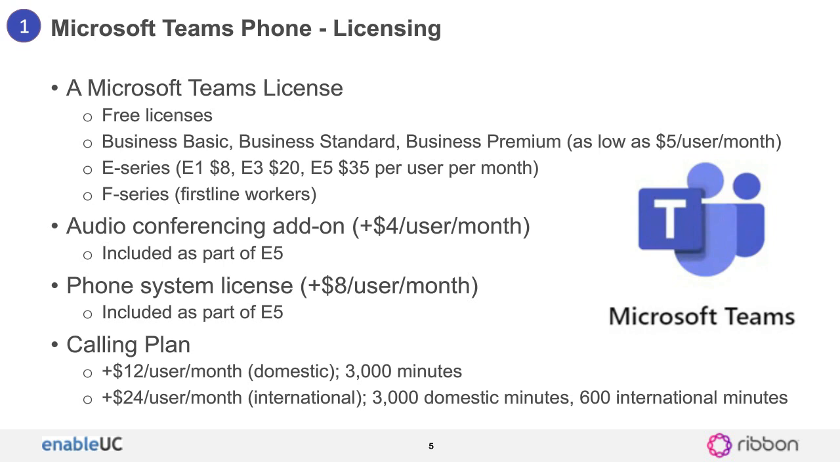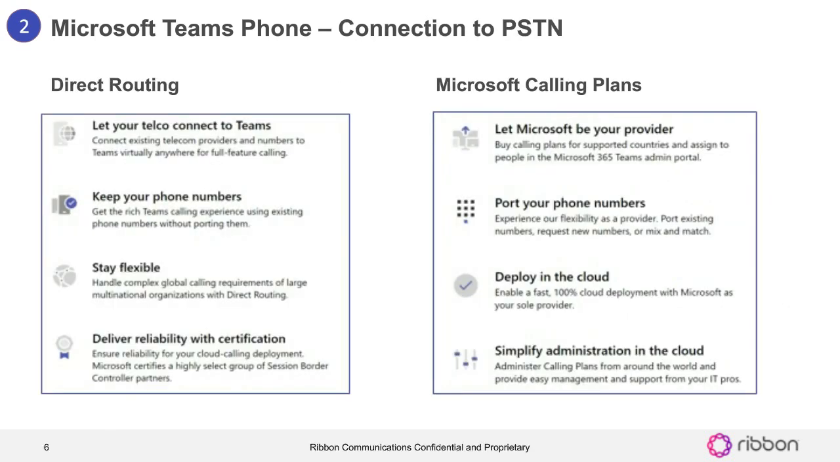Now, step number two is you need a connection to the PSTN. Greg's going to talk in more detail about direct routing. So there's two choices. You can either have Microsoft act as your carrier and provide that connection. That makes a lot of sense for smaller organizations, and it makes a lot of sense if you're a larger organization and you want to dip your toe in the water and pilot it.